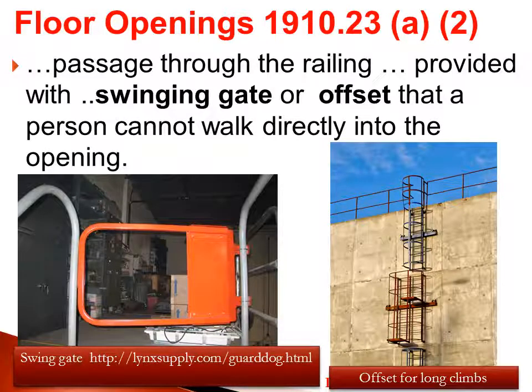Also, the picture of the stairs coming up, or the ladder coming up the side of the building, is a great example where there's 3 feet of handrail extending past the edge of the roof line so that people have something to grab onto when they're getting on or off of the ladder. And it also has offsets, or places where people can rest in case you have a long climb.